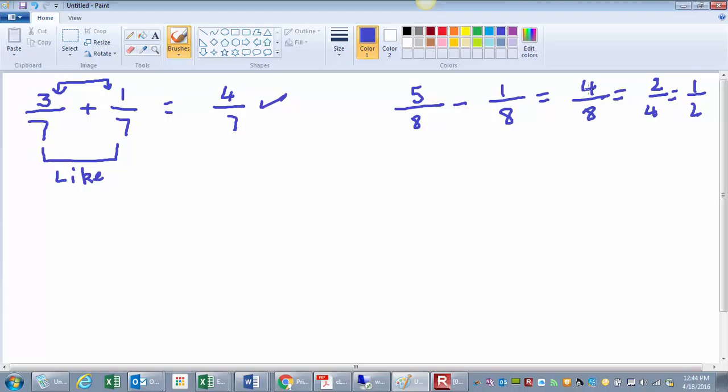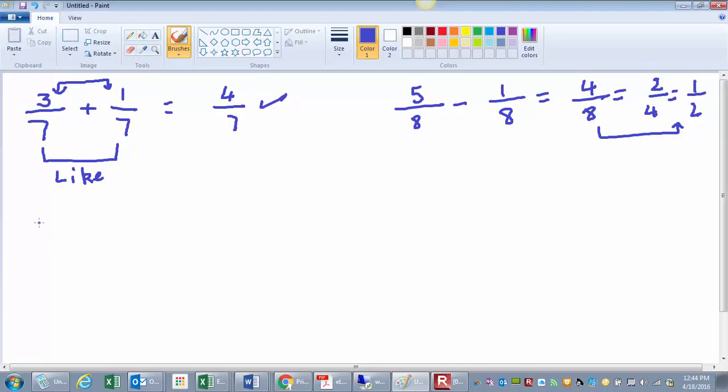If you divide 4 by 4, you get 1. 8 by 4, you get 2. So that would be how to reduce a fraction. That's how to add and subtract fractions having the same denominator. All you have to do is add or subtract the numerators. Now what if you have fractions with different denominators?